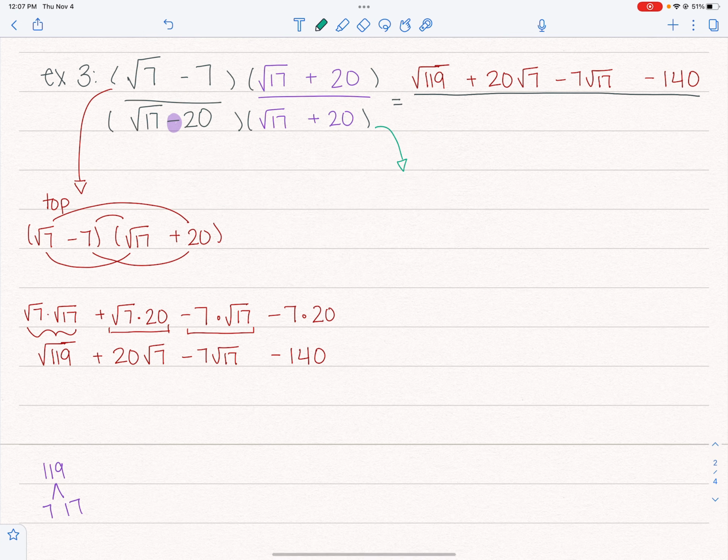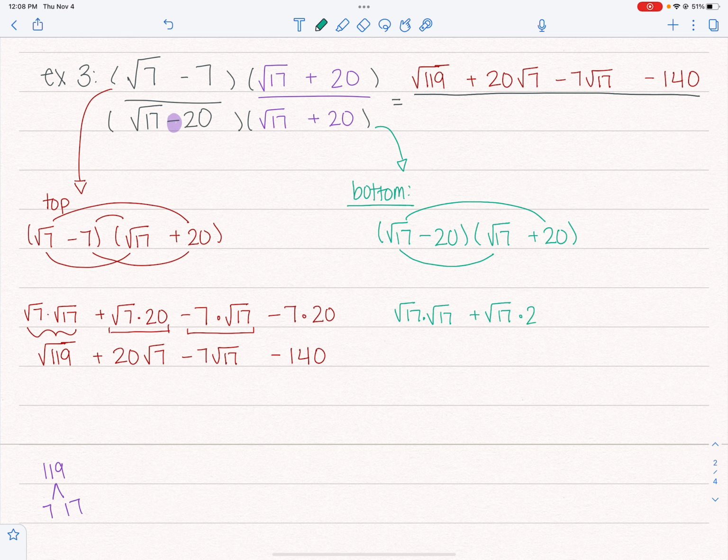And so I'm going to multiply the bottom. Square root of 17 minus 20 times the square root of 17 plus 20. So I'm going to FOIL this. First, square root of 17 times square root of 17. Outer, square root of 17 times 20. Inner, negative 20 times the square root of 17. And last, negative 20 times 20.